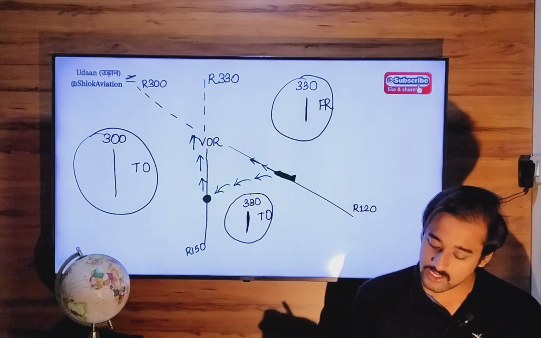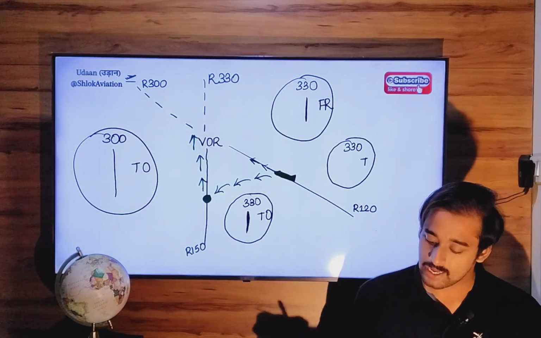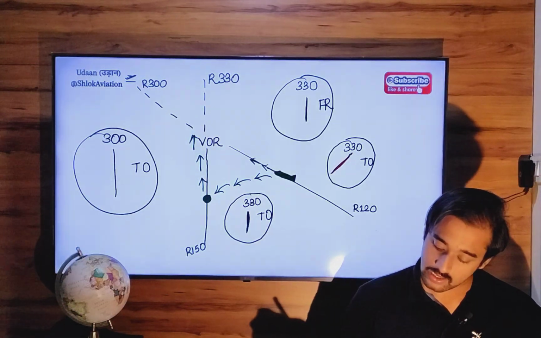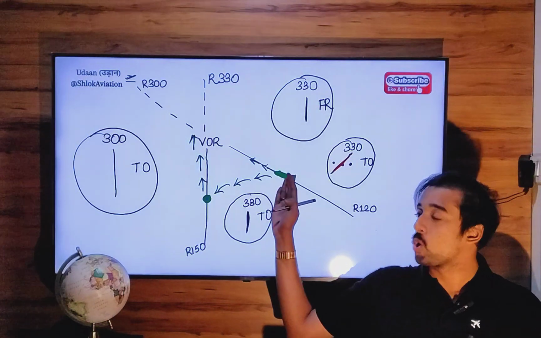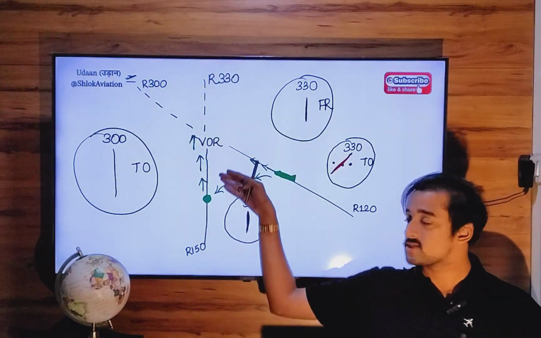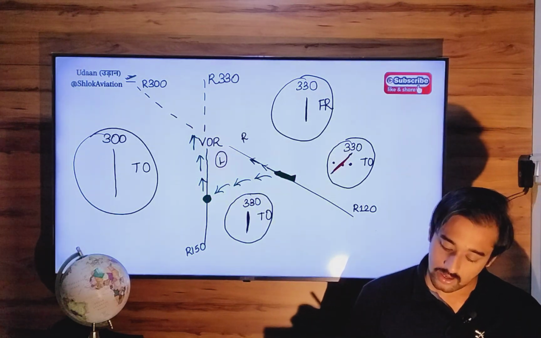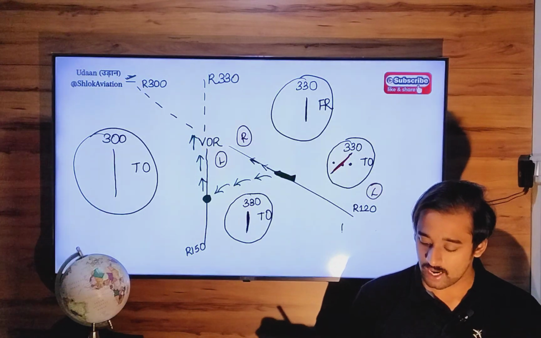When you put 330 and 2 indication, the CDI needle will go to the left hand side. The CDI needle will go to the left hand side, telling you go left so as to intercept this radial 150. Now going inbound, this is your left side, this is your right side. Going outbound, this is your left side, this is your right side.